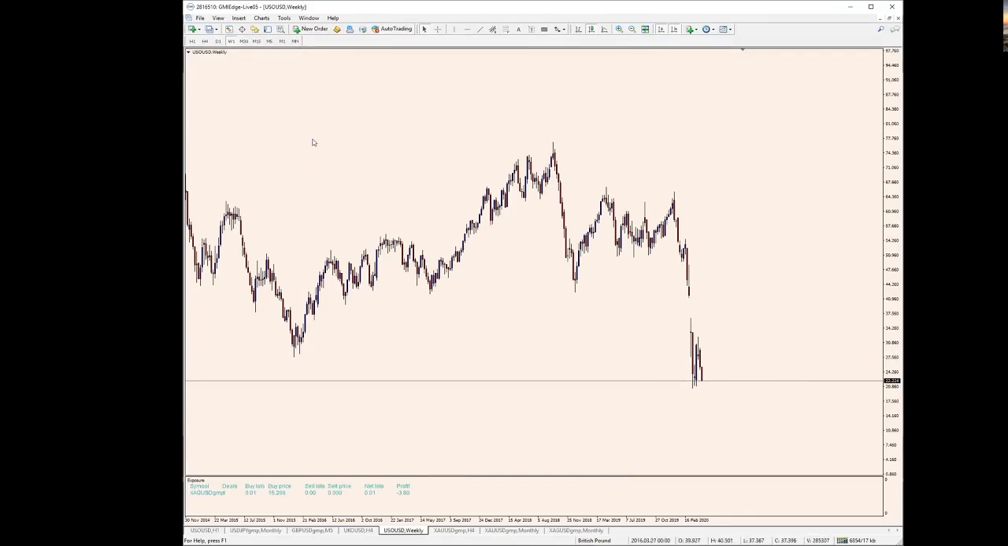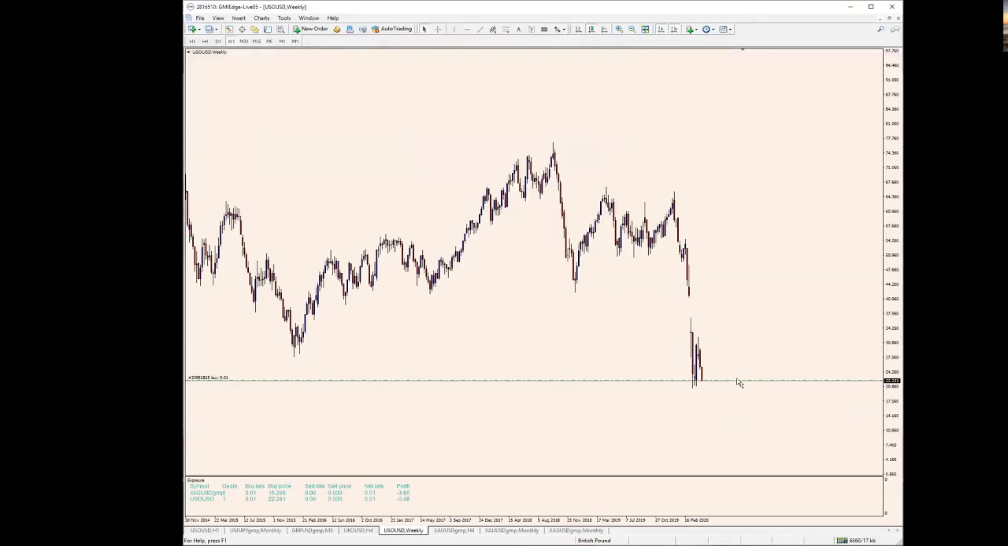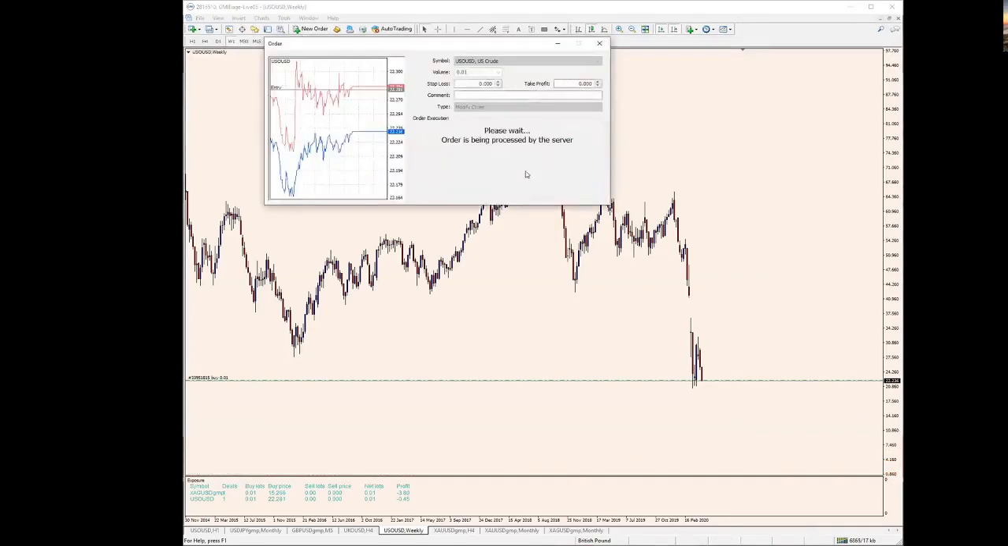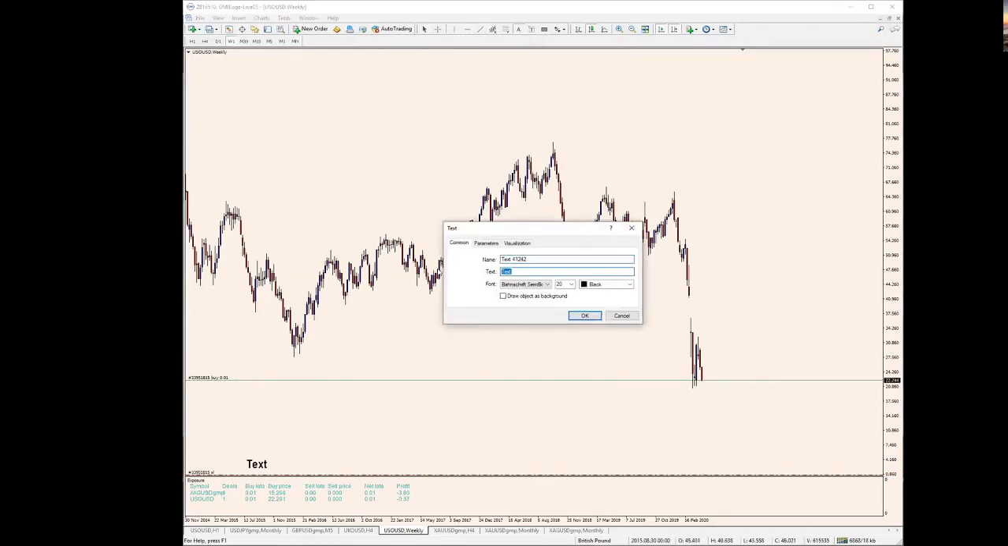But the margin requirement is lesser. Let's buy 0.01. For it to hit the bottom, it requires $217. Let me mark that. $217.